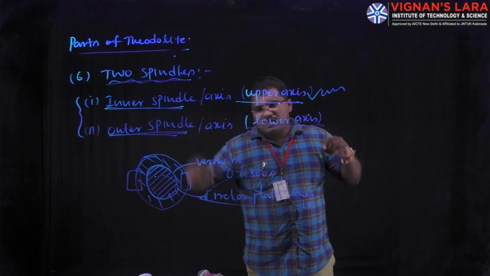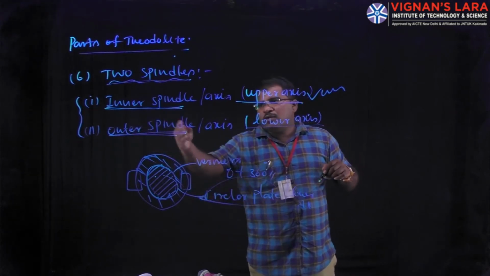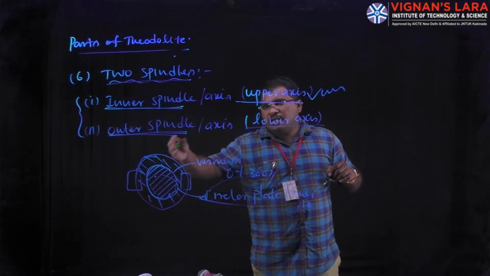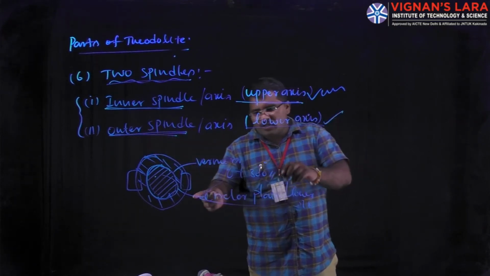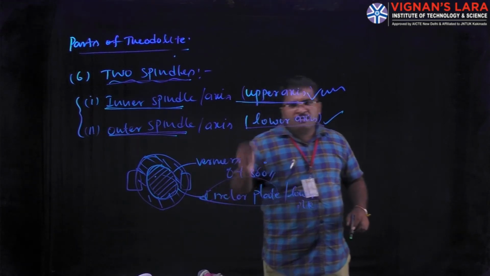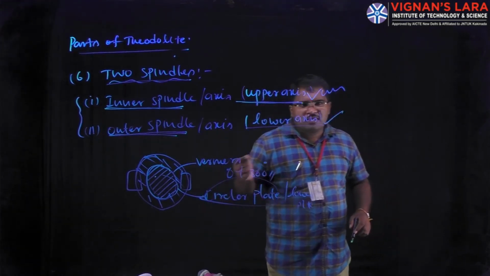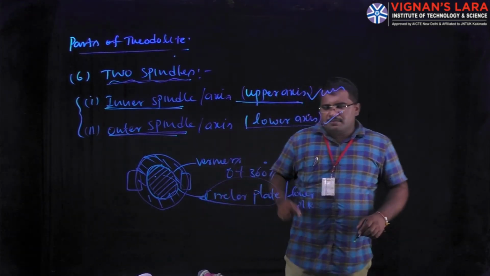It is a circular solid one, and the outer spindle is a hollow one, right? It is also called the outer axis or lower axis. It is going to have a circular plate on which the angles 0 to 360 are noted down, right?